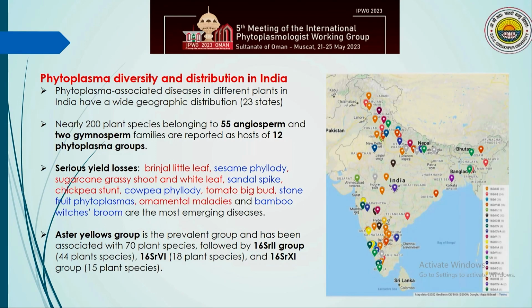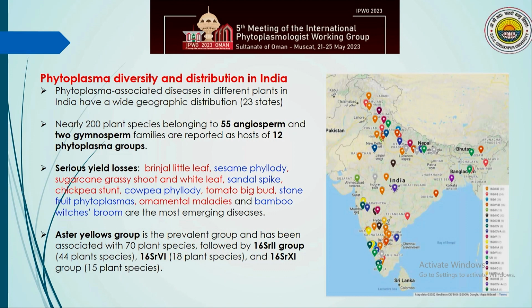You can see we have a wide distribution of phytoplasma in different states of India. So far, we have recorded the presence of one or more phytoplasma strains in more than 23 states of India. Nearly 200 plant species are listed as phytoplasma hosts, belonging to 55 angiosperm families and 2 gymnosperm families, with 12 phytoplasma groups.